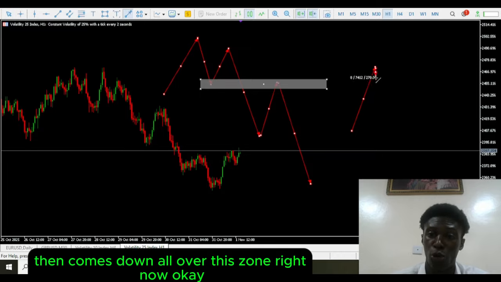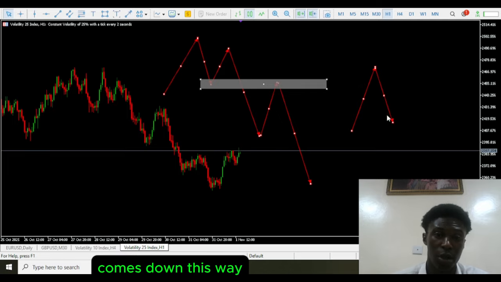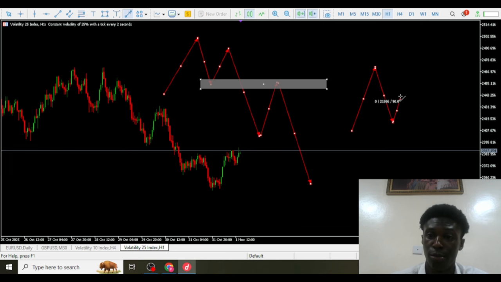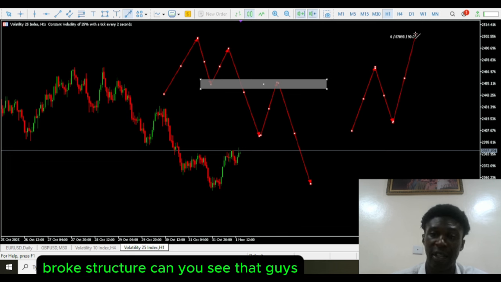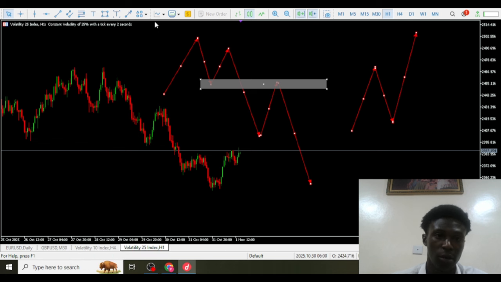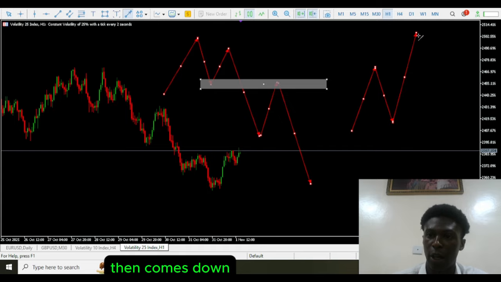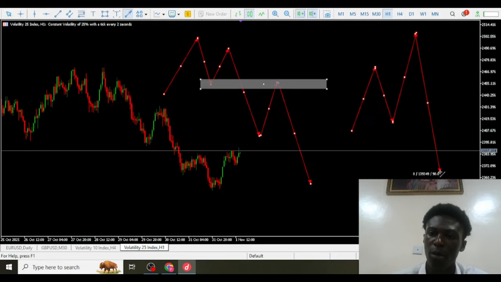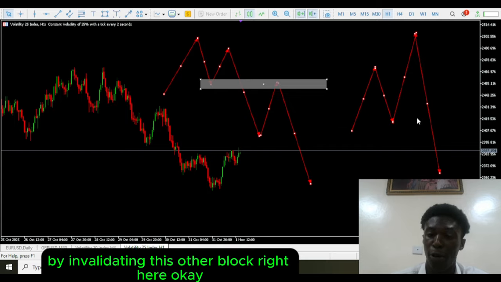Then it comes down all over this zone right now. Okay, it comes down this way, then broke structure. Can you see that, guys? And it broke structure over here right now, then comes down all over here right now by invalidating this other block right here.